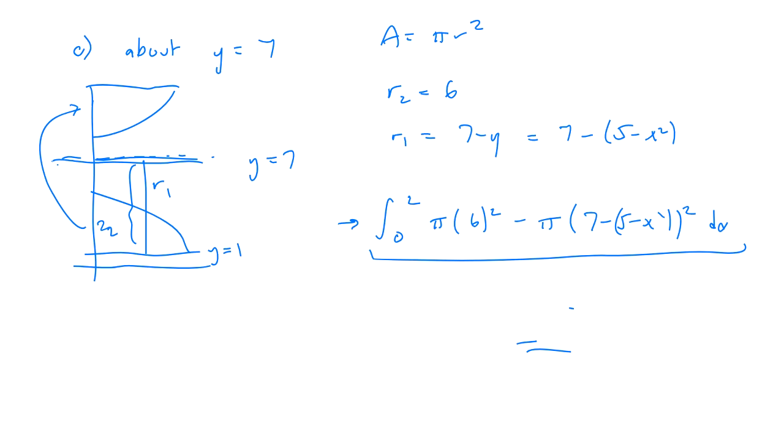Oh, so R1, let me make it more specific. R1 is the distance from y equals 7 to the top of the curve. And we know that the distance between 2 points in one dimension is just the bigger point minus the smaller point, so the 7 minus the y. Any other questions?